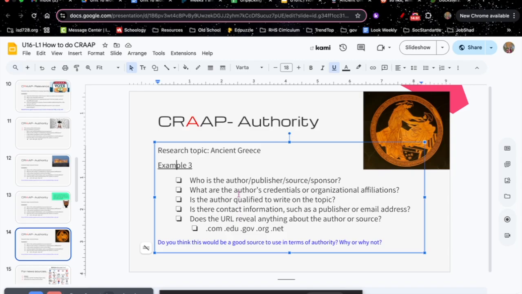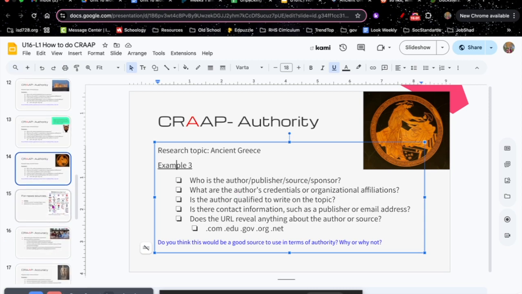So do you think this would be a good source to use in terms of authority? Why or why not? In my opinion, yeah, they're good. Britannica is always a good source.